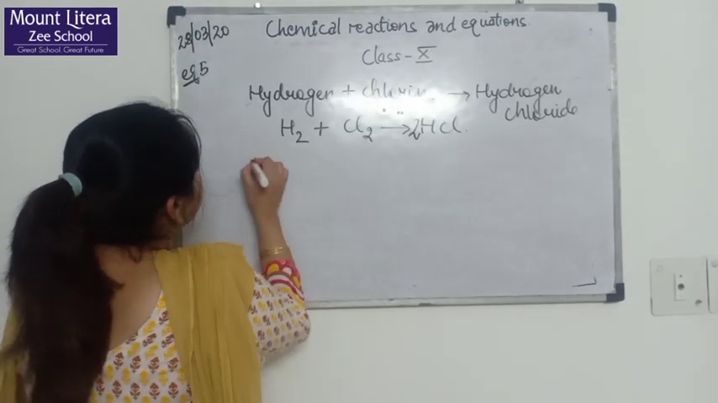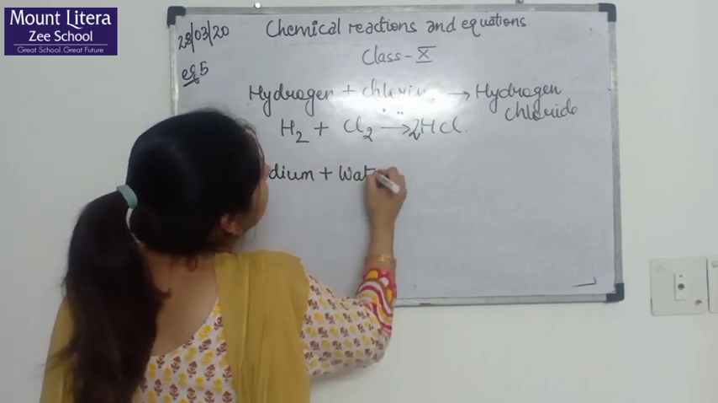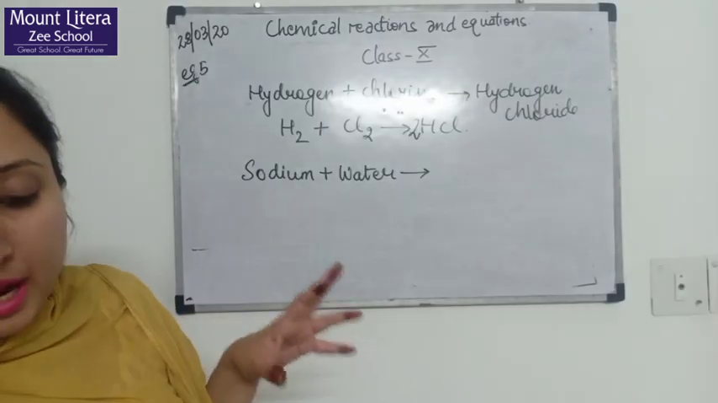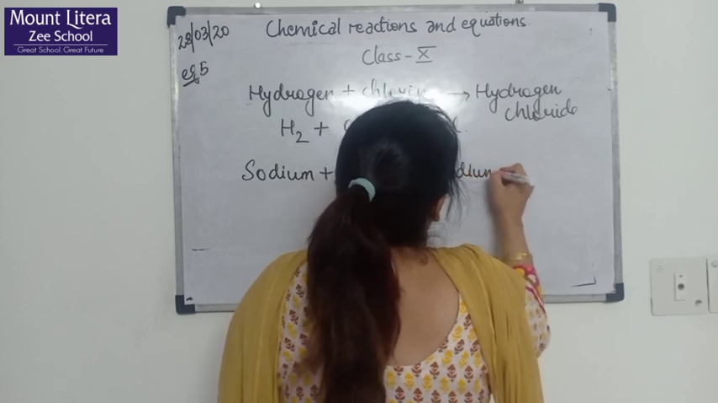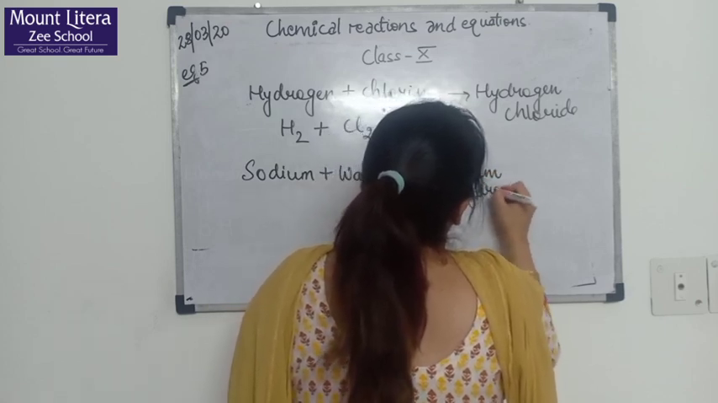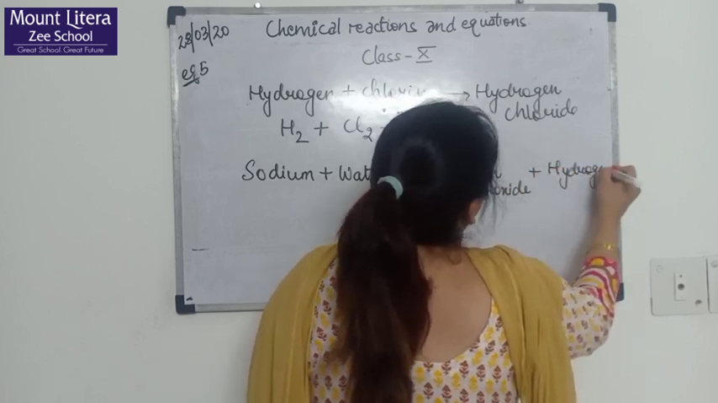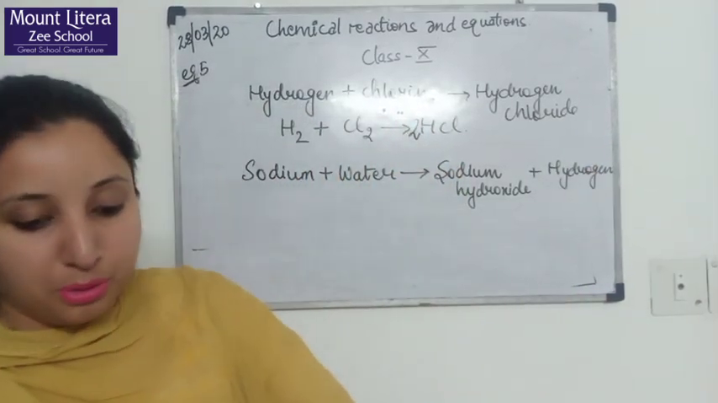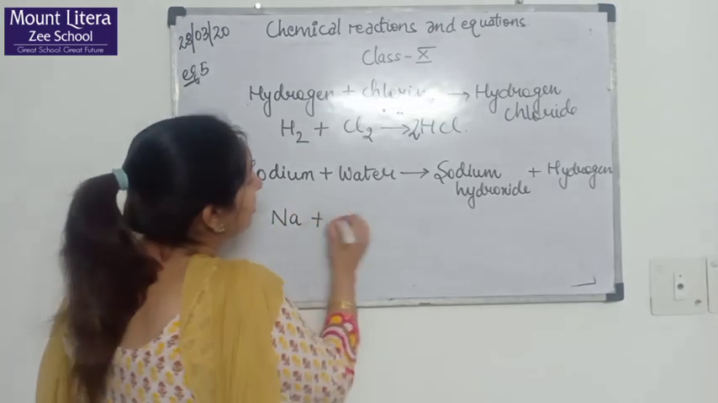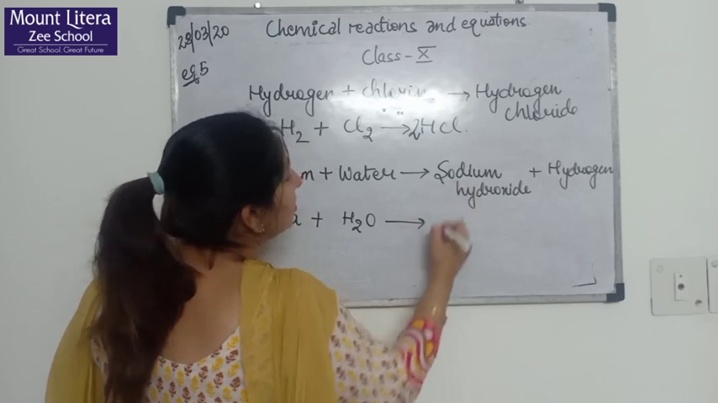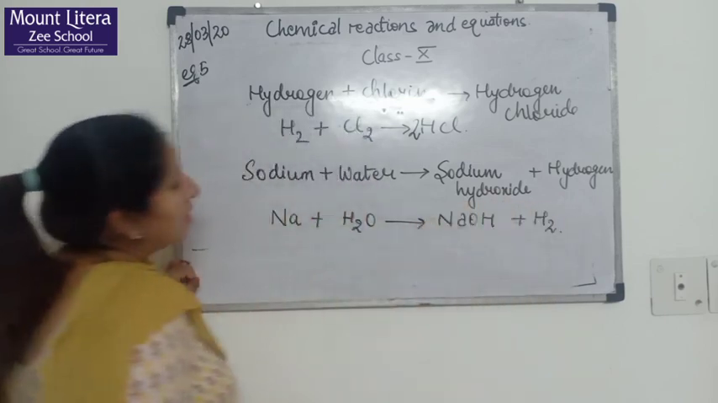Another example, let's take sodium plus water. When you react sodium plus water, it gives sodium hydroxide plus hydrogen. Sodium symbol is Na, water is H2O, sodium hydroxide is NaOH, again your hydrogen is H2.